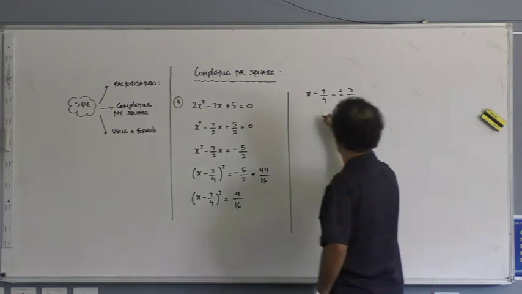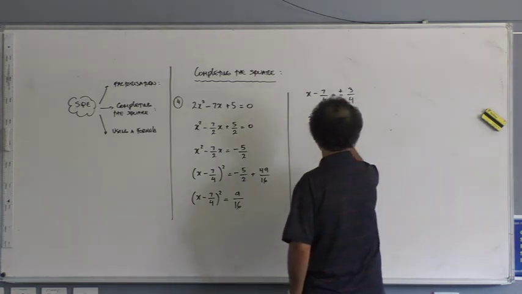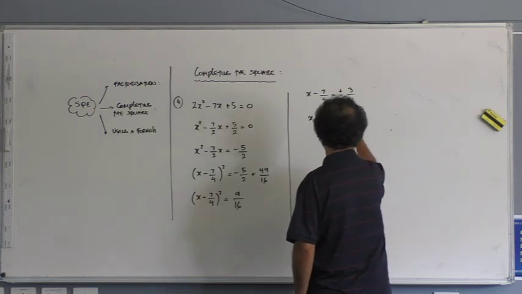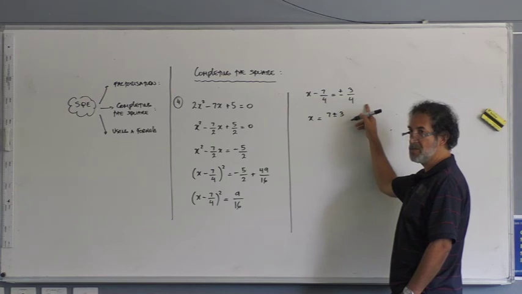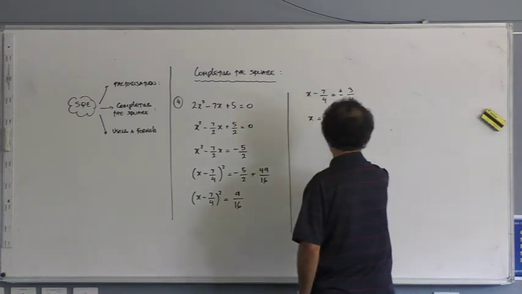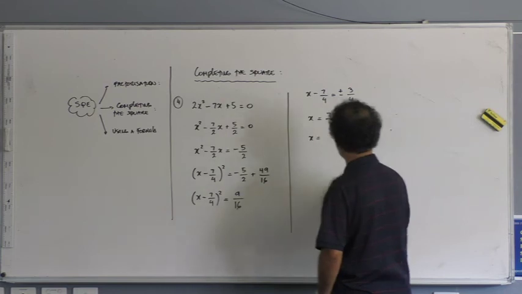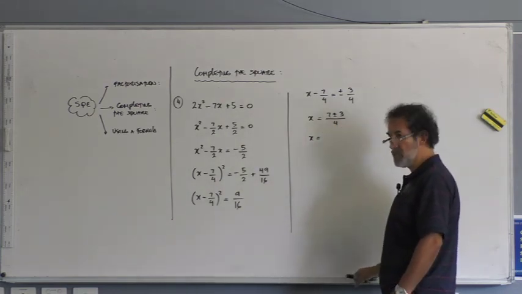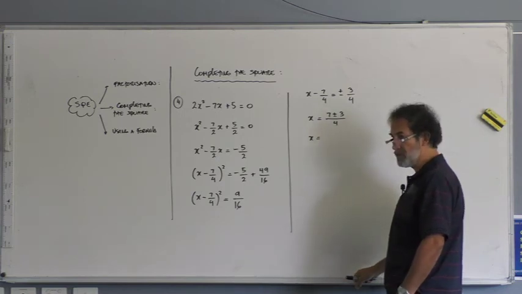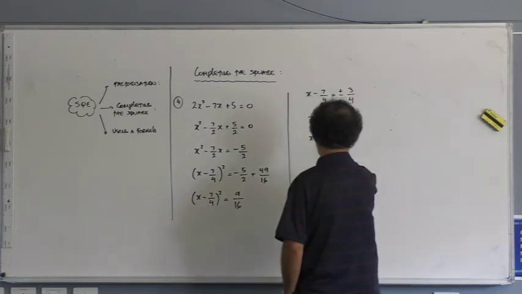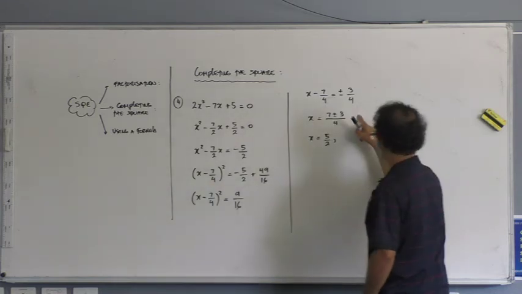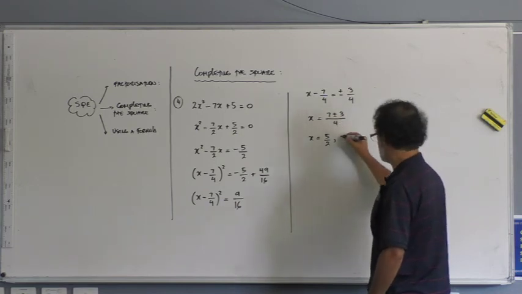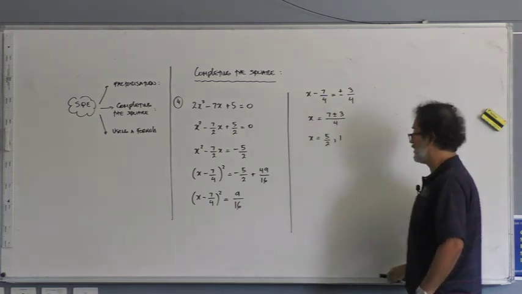Okay, and then we're going to say that x is equal to positive 7 plus or minus 3, over 4. Can you see that we're going to have the same denominator? And then you can simplify more. 7 plus 3 is equal to 10, and 10 over 4 is 5 over 2. But if you take away, 7 minus 3 is 4, and 4 divided by 4 is equal to 1. So that means you're going to have these two solutions.